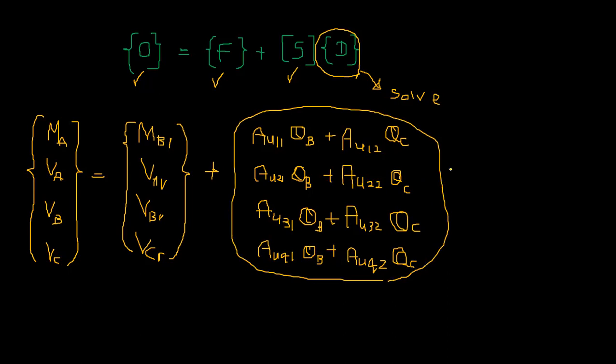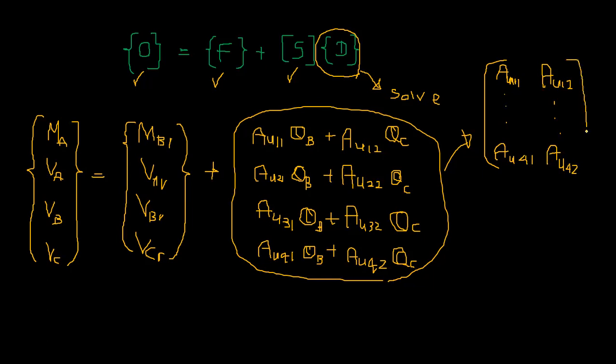simplify this part by this, right? So you can take theta B and theta C out. So you will be remaining something like this. AU11 and dot dot dot AU41, right? And here AU11, and here the second column AU12 dot dot dot. So that means AU22, AU32, and AU42.